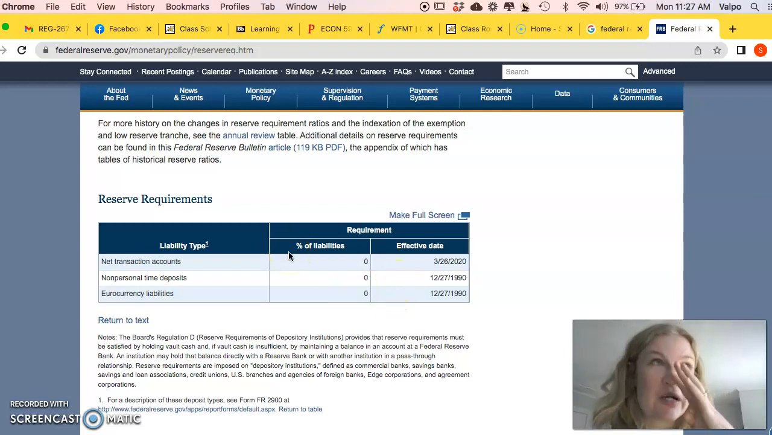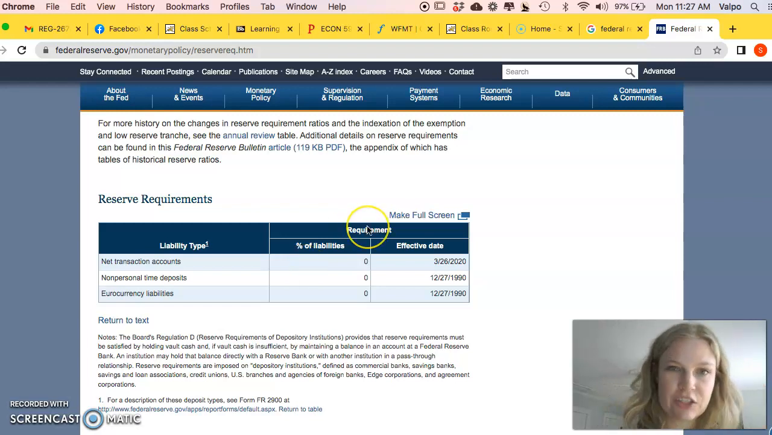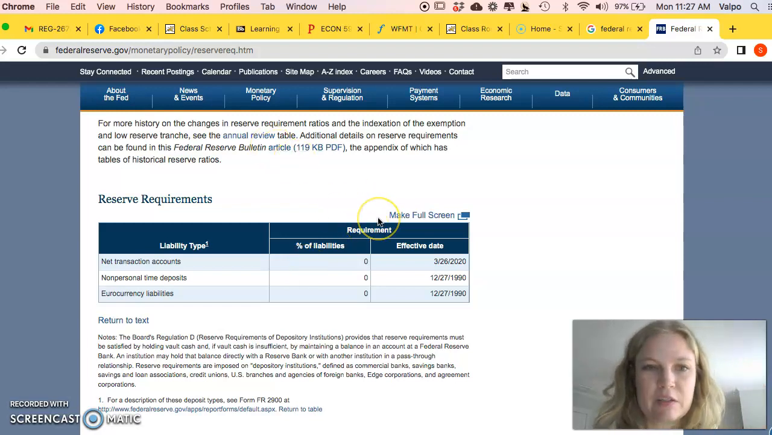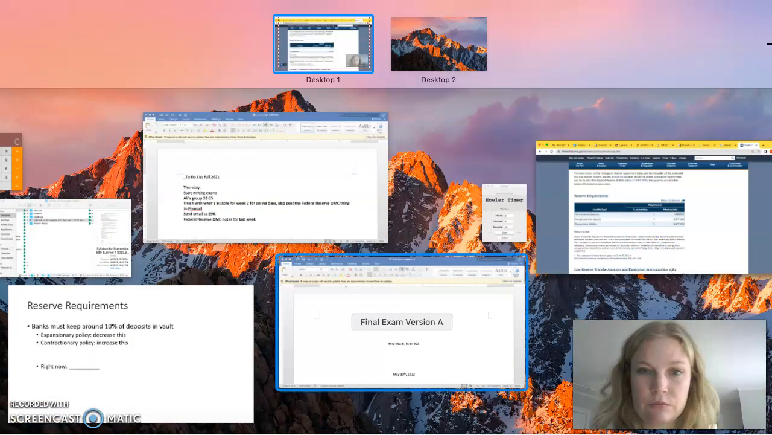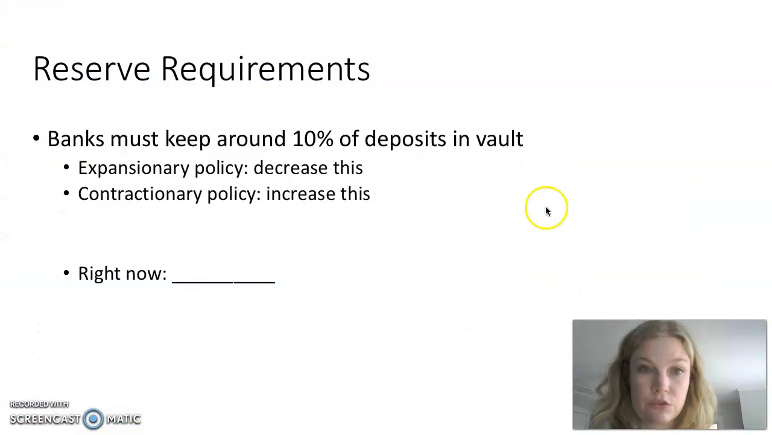That is incredibly aggressive expansionary policy. Okay, and that happened in the middle of COVID. The Federal Reserve was like, hey, don't worry about it, lend it all out, which to me was really interesting.